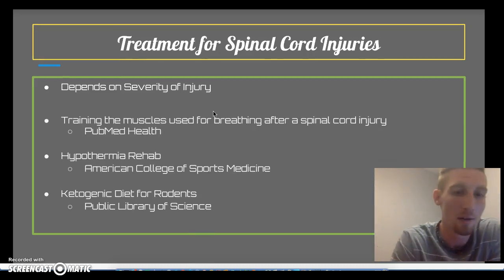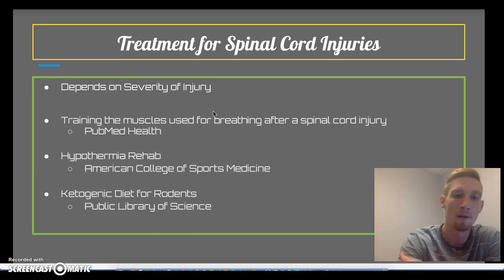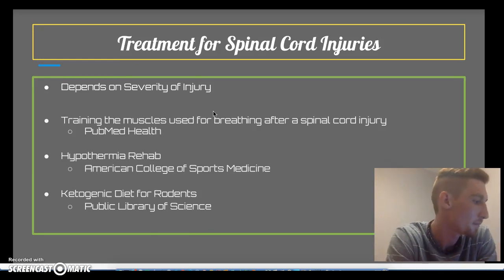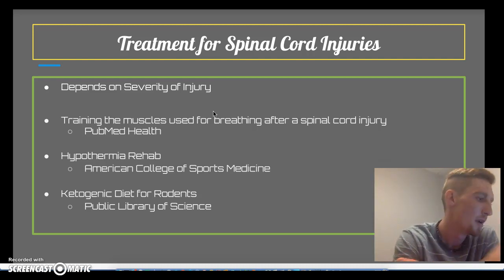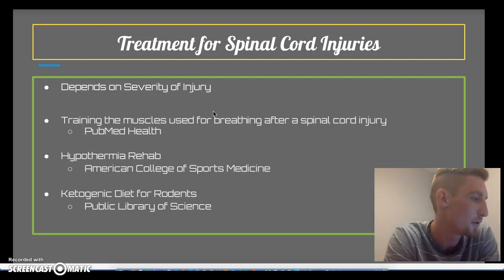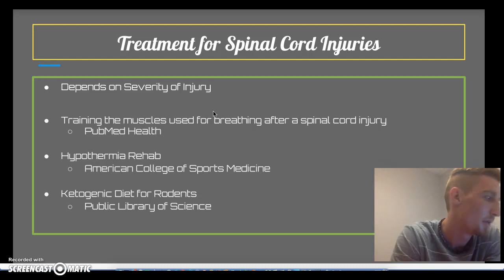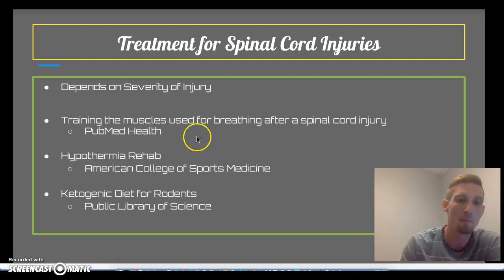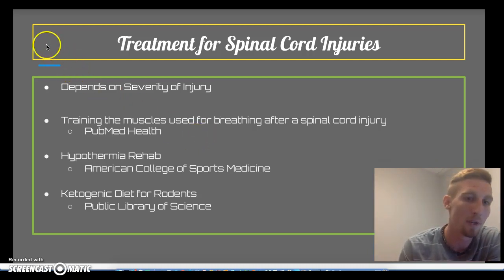Now, in the article that we found on PubMed Health on training the muscles used for breathing, there's a small beneficial effect of respiratory muscle training on the lung volume and the strength of the muscles, but there was no effect seen on the maximum amount of air that could be pushed out in one breath. So there's some debate still on it, but it's one thing to consider when treating an athlete after a spinal cord injury.